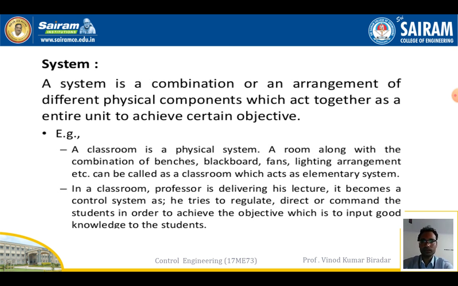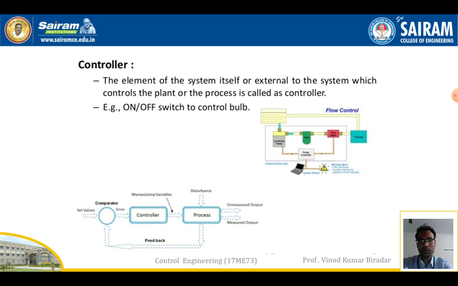Okay, the next definition is controller. This is the most important definition in control engineering. A controller is an element of the system itself, or external to the system, which controls the entire plant or process. For example, a switch that turns a bulb on or off is a controller. It is a device, an element.